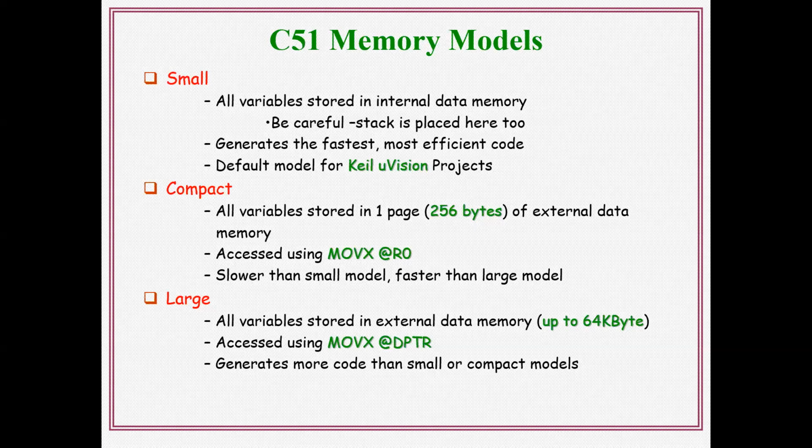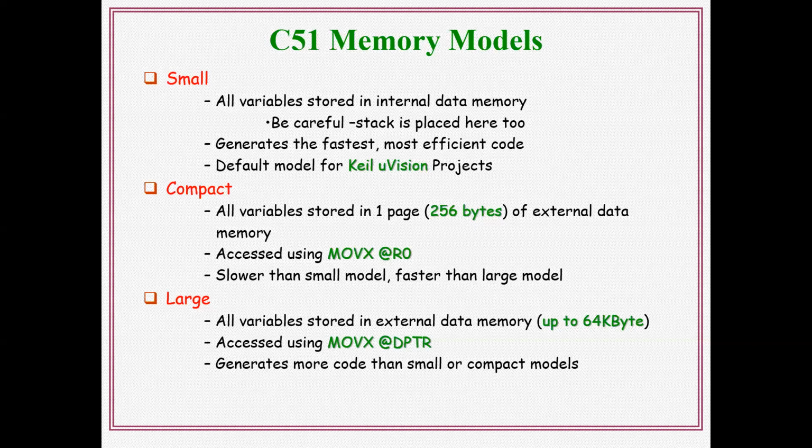The next one is compact. All variables are stored in one page. That is 256 bytes of external data memory, not internal data memory. This external data memory can be accessed using MOVX @R0 or R1 or DPTR. So when compared to small, it is slower than the small model, faster than the large model, because it is intermediate.